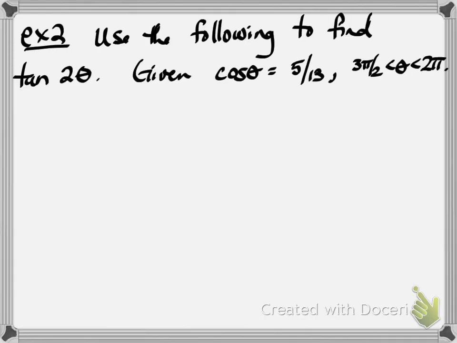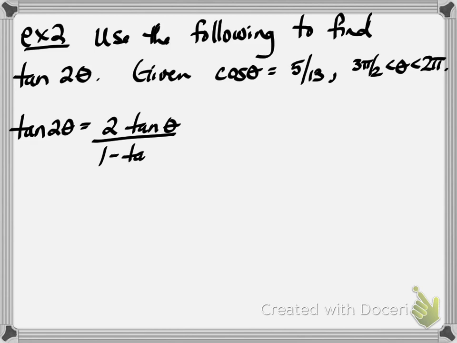All right, example 2. For example 2, we're going to use the following information to find tangent of 2 theta. And the first thing I think I'll do is look at the tangent of 2 theta formula. And it is 2 tan theta over 1 minus tangent squared theta. Okay, so we looked up the formula that we need to fill out.